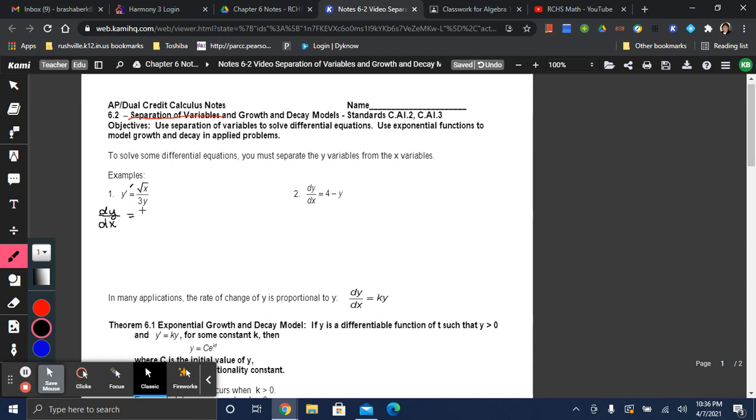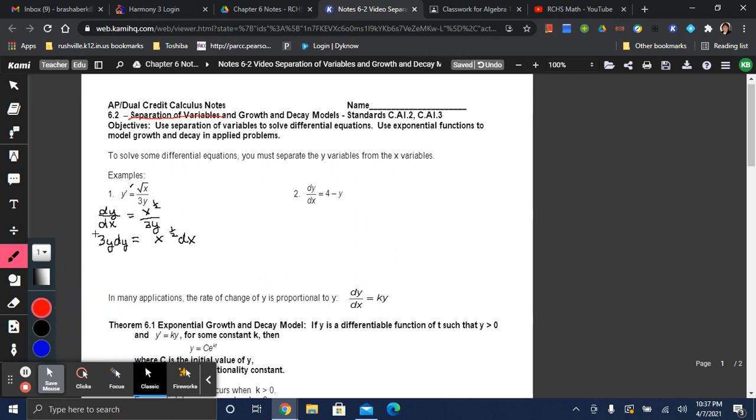So dy dx equals, I'll go ahead and change the square root of x to x to the 1/2 over 3y. Now, we have both x's and y's, so we'll need to get the y's on one side, the x's on the other. So we can multiply by 3y, and that'll give us 3y dy, and then separate the dx over to the other side, having x to the 1/2 dx.